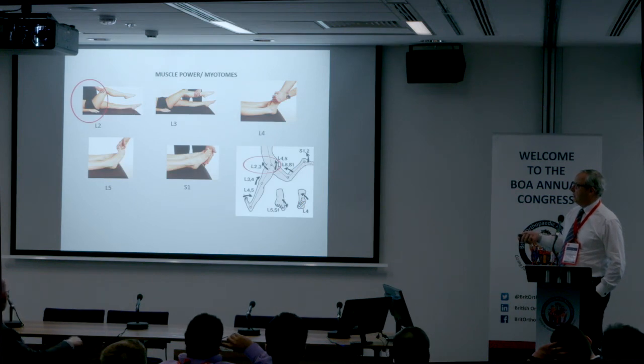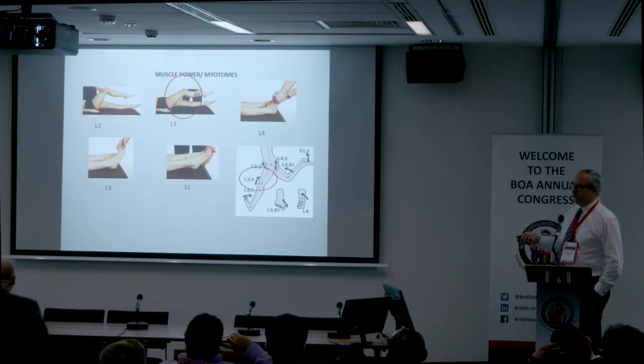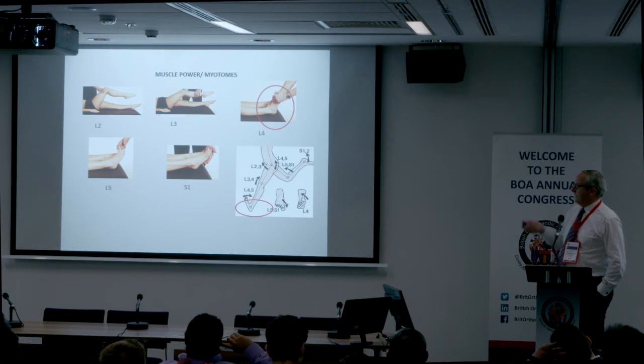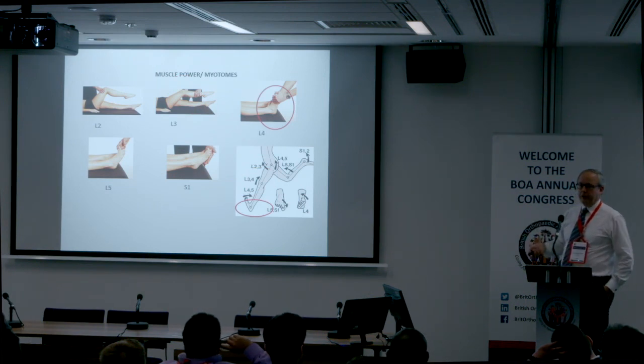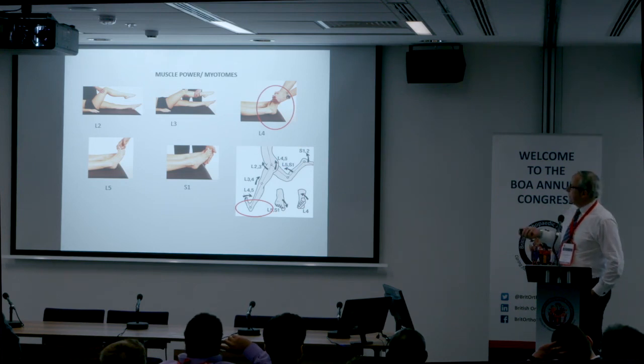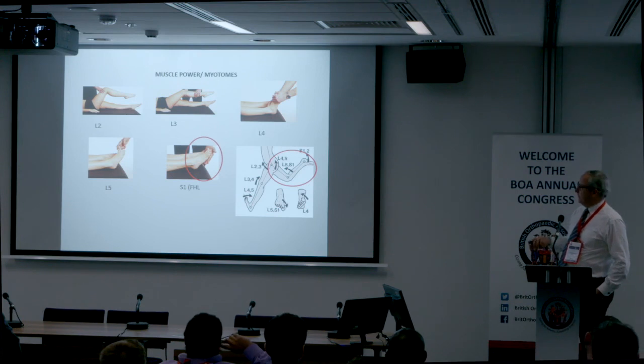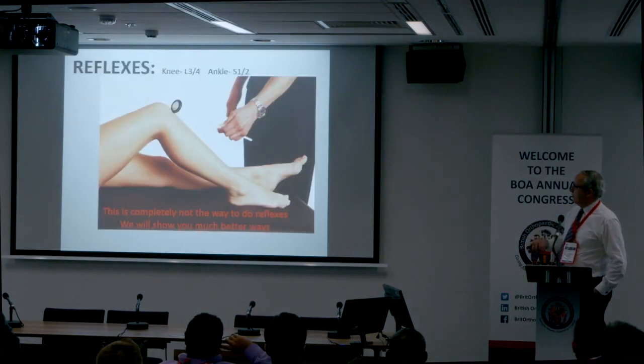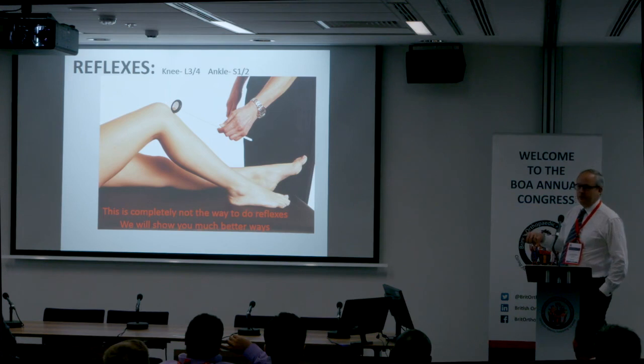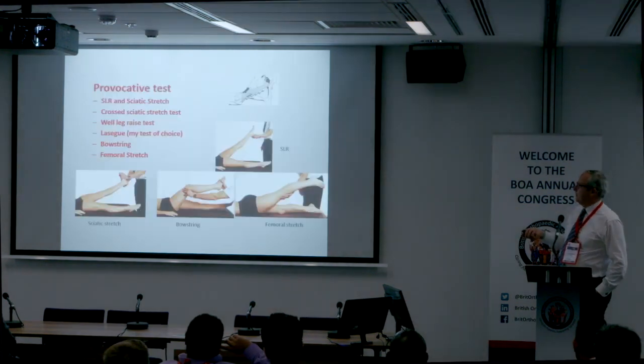So just have a think: hip flexion for L2, knee extension for L3. This is ankle dorsiflexion. We might have a discussion about whether ankle dorsiflexion is L4 or L5. L5, EHL, S1, flexor hallucis longus, and that fits with these reflexes. The knee L3, 4, ankle S1, S2. This isn't the way I do reflexes, and we'll show you much better ways this afternoon.